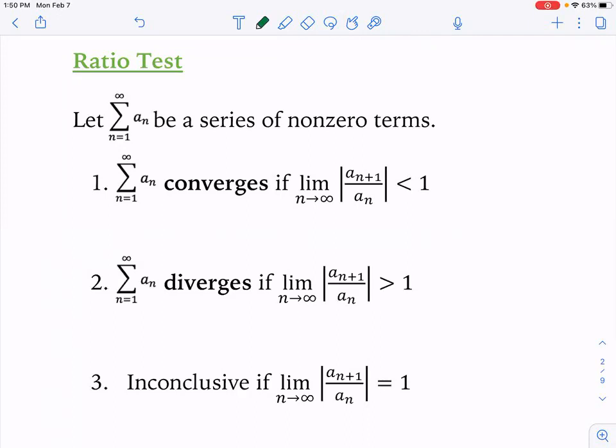So if the ratio of a sub n plus 1 over a sub n has a limit less than 1, it's going to converge. If that limit is greater than 1, it's going to diverge. If it equals 1, we know nothing, and you're back to square one.